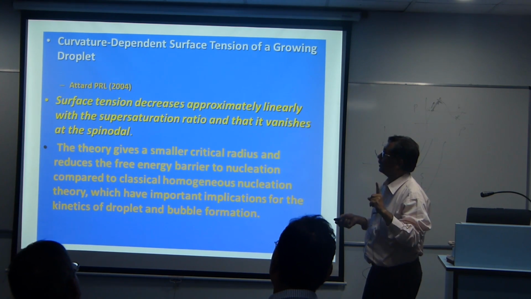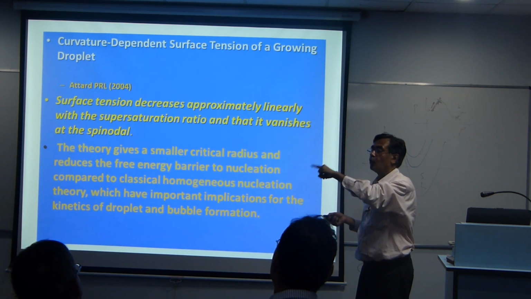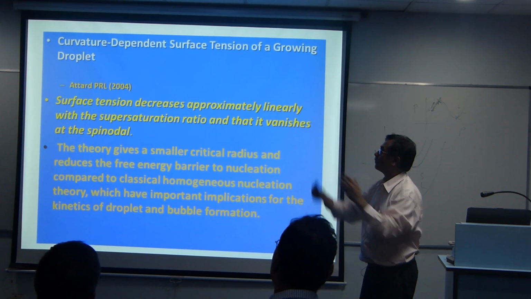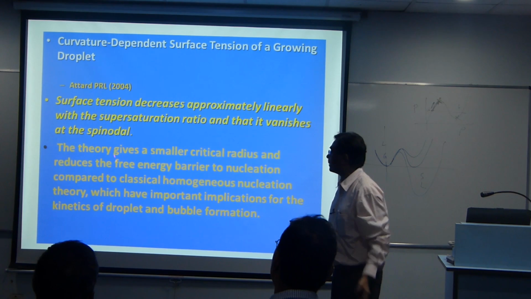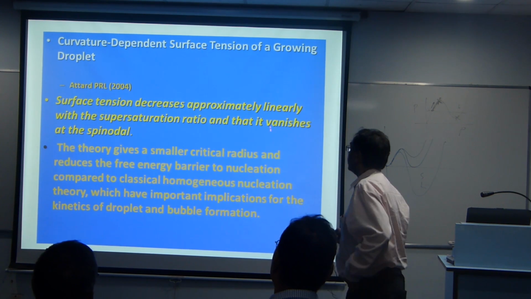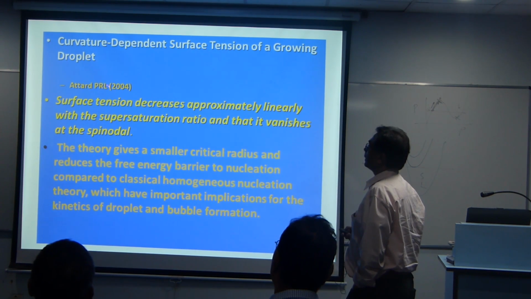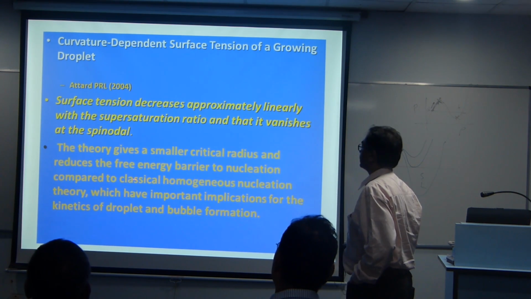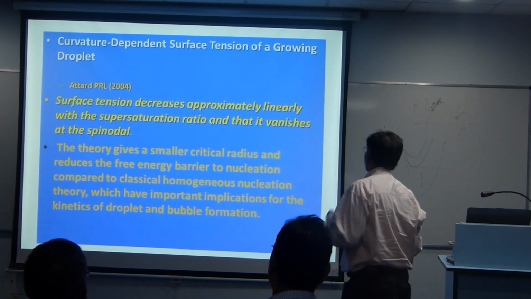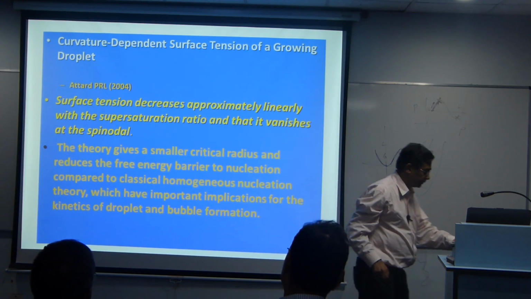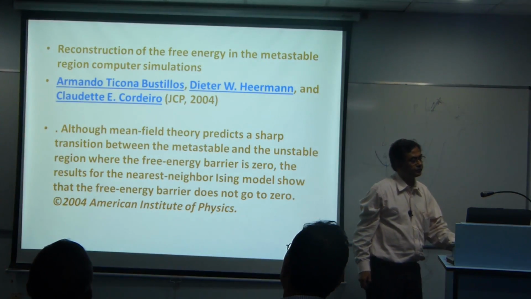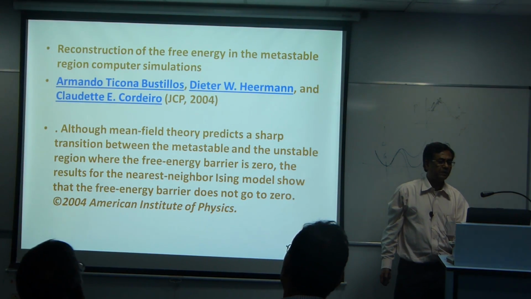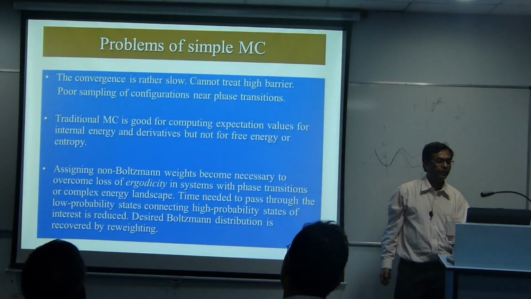Exponent 4. So the surface tension goes as rho L minus rho G to the power 4. So I am bringing them close together, and the surface tension decreases. It's a beautiful result, actually. So he now says, in the right direction, the theory now gives a smaller critical radius as you go to the nucleation. Okay. So there are many other theories and calculations that went on into that.